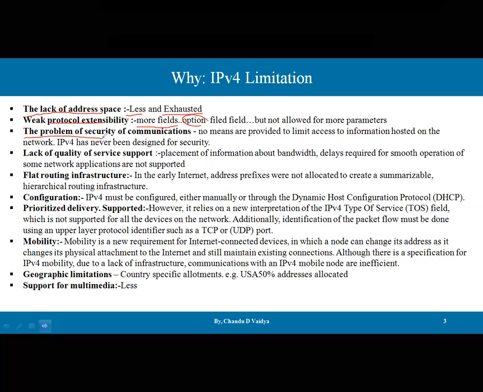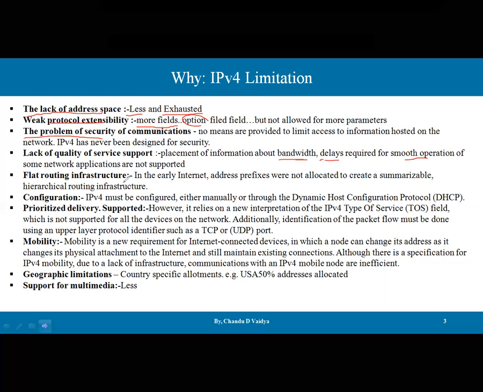The problem of security of communication. No means are provided to limit access to the information hosted on the network, and IP version 4 has never been designed for security. So security in IP version 4 is application dependent. So we can say it is security less. The lack of quality of service support. The placement of information about the bandwidth and delays required for the smooth operation of some network applications is not supported. So if you talk about real-time data and multimedia data, such quality parameters are required to be measured perfectly. Bandwidth is supposed to be high and delay supposed to be low for smooth operations. So this is what is lacking.